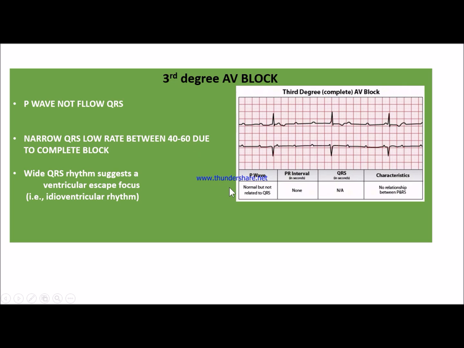Here the P wave abnormality is identical and the PR interval is prolonged. The QRS rhythm is widened. So this suggests a ventricular escape focus or idioventricular rhythm. In order to see the characteristic of the third degree block, we always look at the relationship between P and QRS. So the P wave doesn't follow the QRS, and there is more than one P wave.